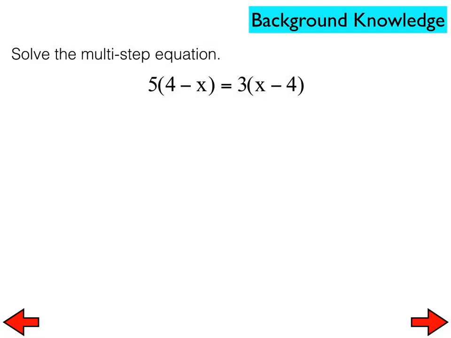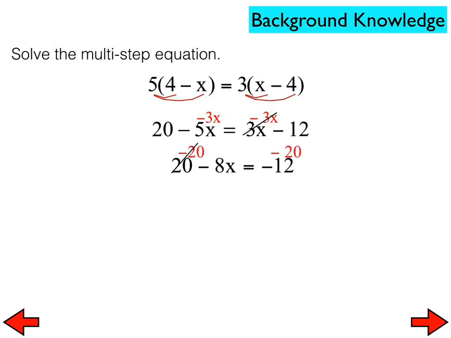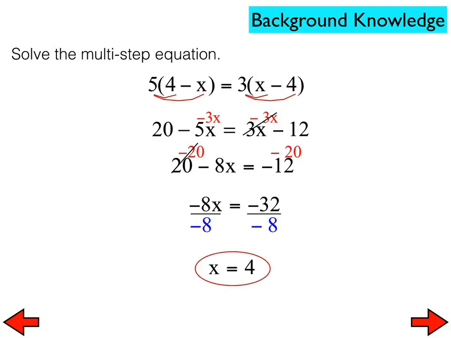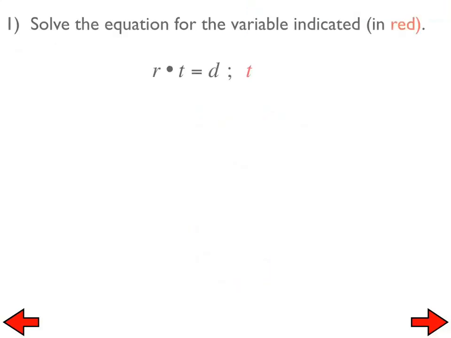A little background knowledge. When we solve equations, we know the sorts of things we need to do. Sometimes we need to use the distributive property, and sometimes we need to use the subtraction property of equality, and then subtraction property of equality again, and then division property. So all of those things that we use when we solve an equation like this, those are the same sorts of things that we utilize when we solve literal equations.